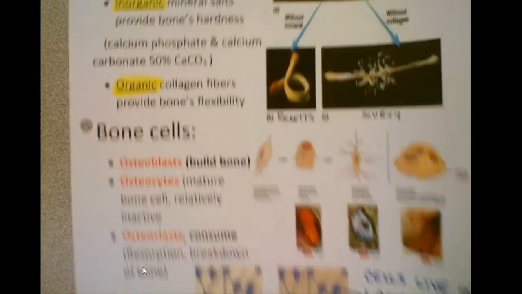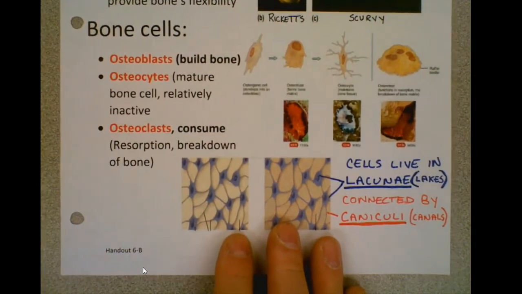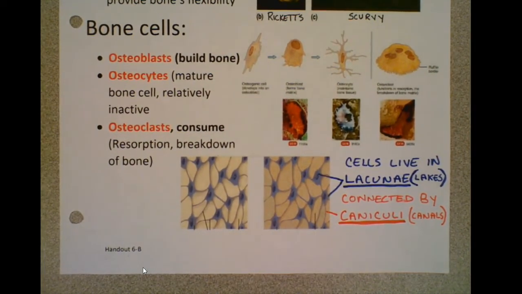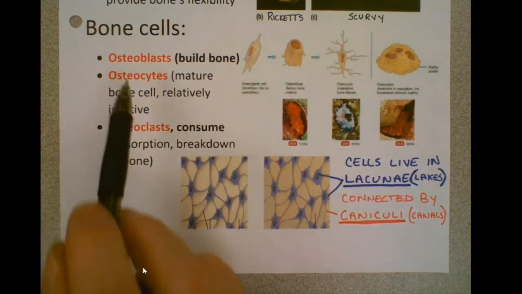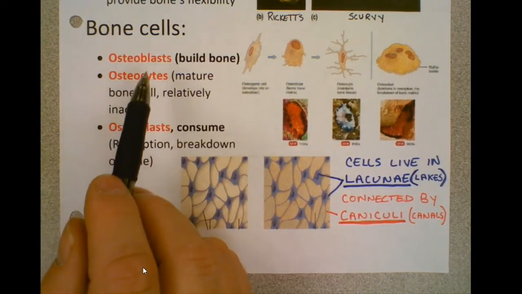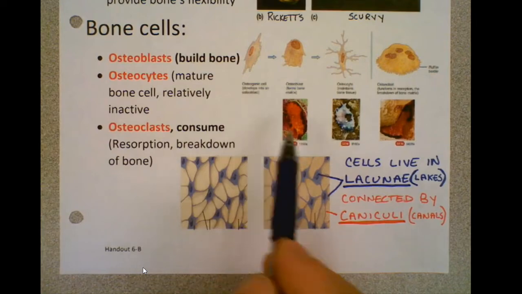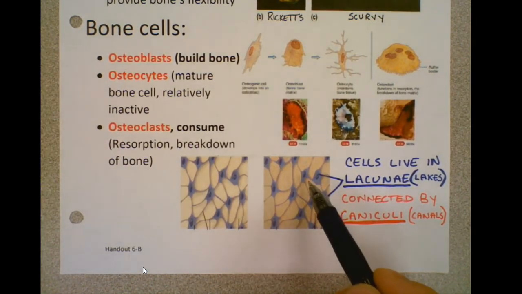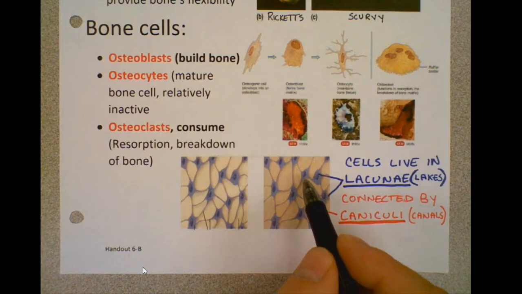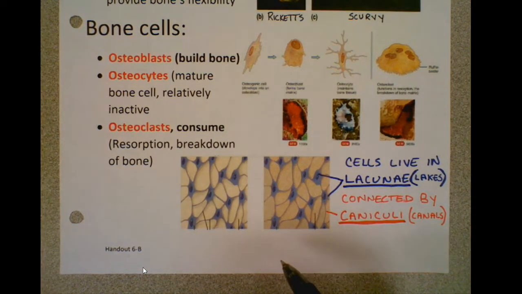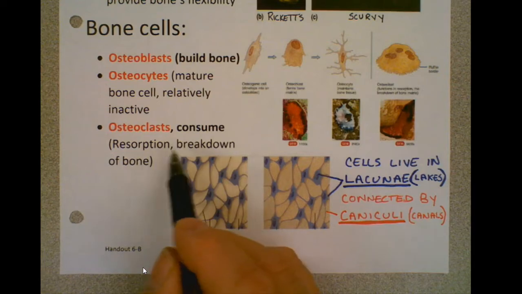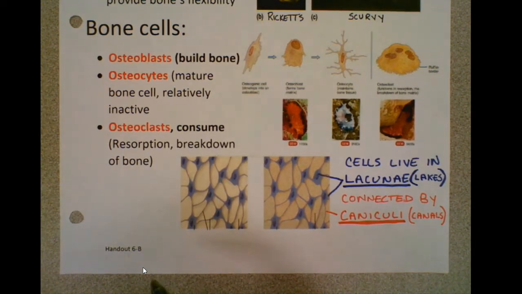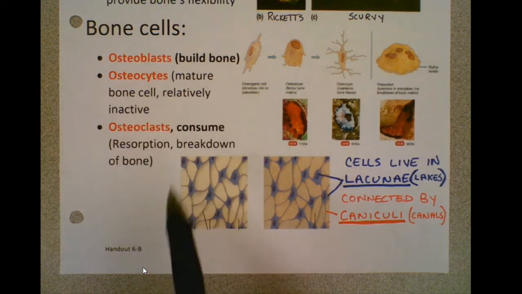Next we've got cells. And there's three types of bone cells. There are osteoblasts, osteocytes, and osteoclasts. Osteoblasts are immature osteocytes that build bone. So they're going to be creating bone all the time. Osteocytes are those mature bone cells that are just kind of hanging out, not doing much. They're relatively inactive. And then we have osteoclasts that come along and eat and reabsorb, break down the bone and recycle it so that new bone can be made.